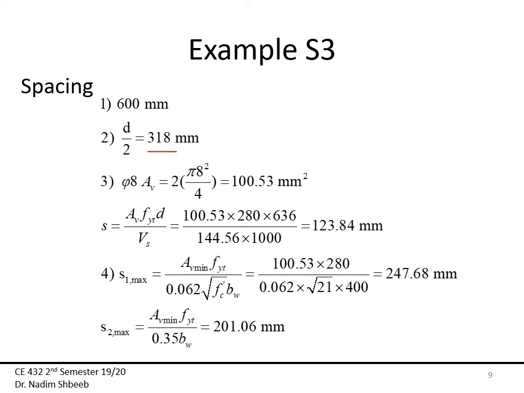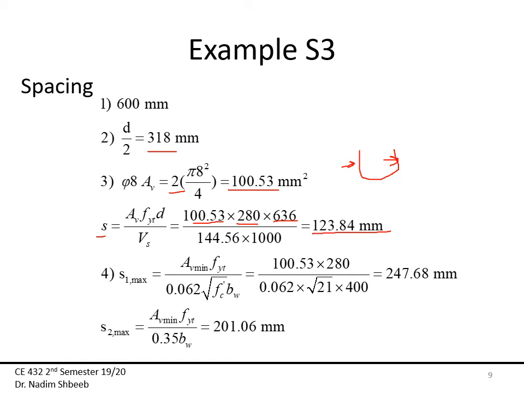D over 2 is 318 millimeters. For phi 8, again, it's a U stirrup, so we have two legs, hence the 2 over here. This is leg number 1, and this is leg number 2, so this will be 100.53 millimeters square. Based on that, I can calculate the spacing, and I'm just putting in the Av. Fy now is 280 instead of 420. This is 636, and the spacing is 123.84 millimeters.